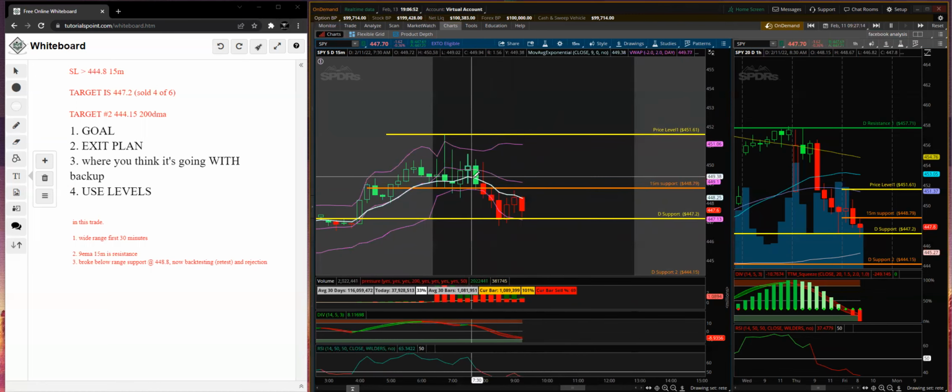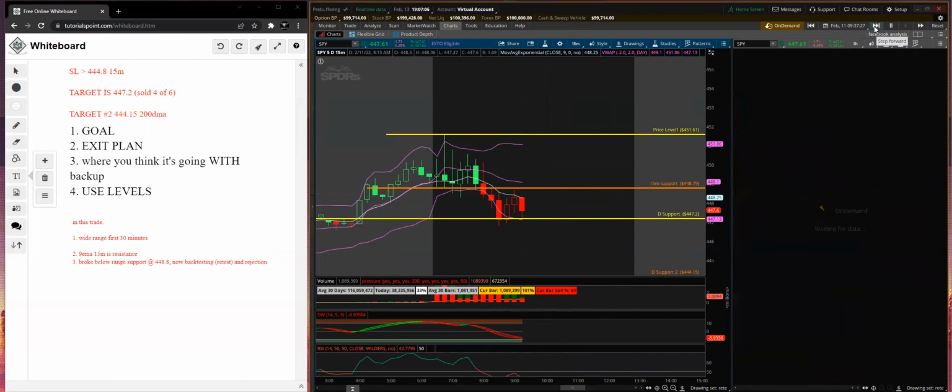Also, we are currently below the 9 EMA, which is currently acting as resistance, which you can see right here. Resistance, resistance, resistance, and resistance. So let's see how we do. We're gonna skip ahead a few more times and see what happens from here.